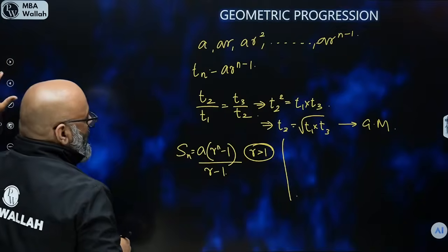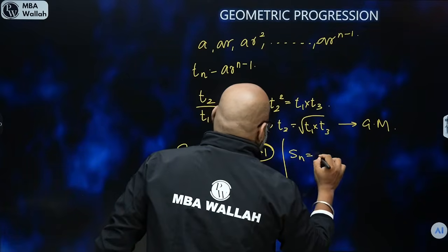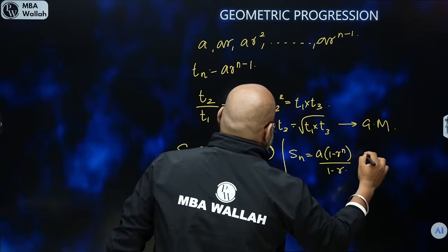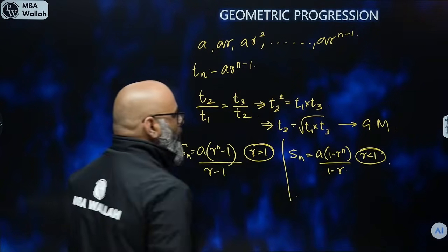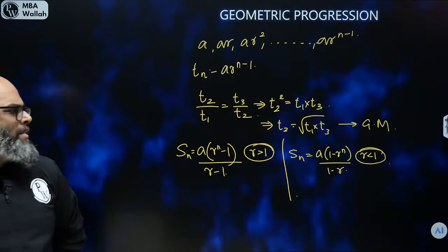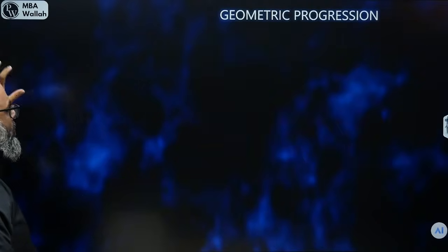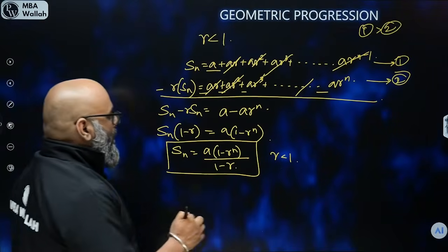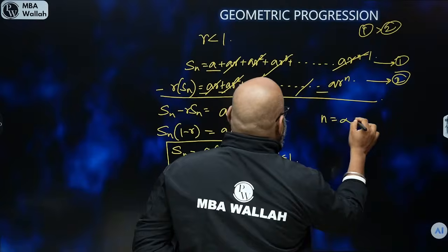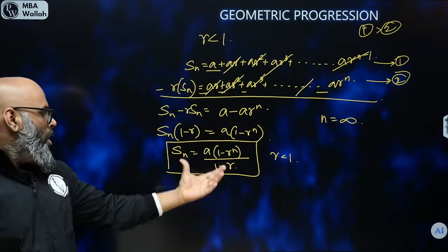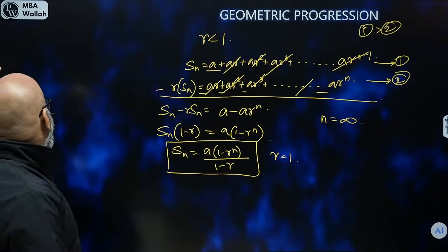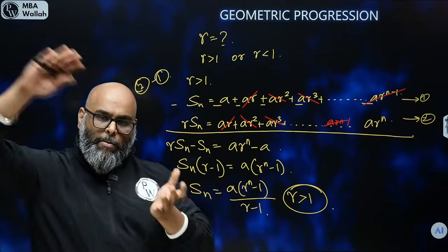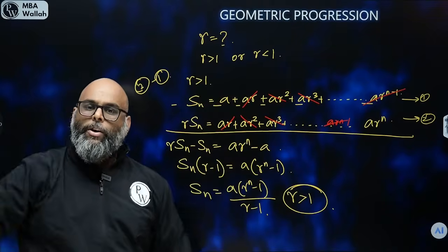So I'm going to write the next case as well here. Sn is equal to A into 1 minus R power n divided by 1 minus R when R is less than 1. But here comes one question. In this case, what if n is equal to infinity? In the first case, when R is greater than 1, if I say n is infinity, R power infinity is a very large number. You cannot even find it. There's no way you can find it.